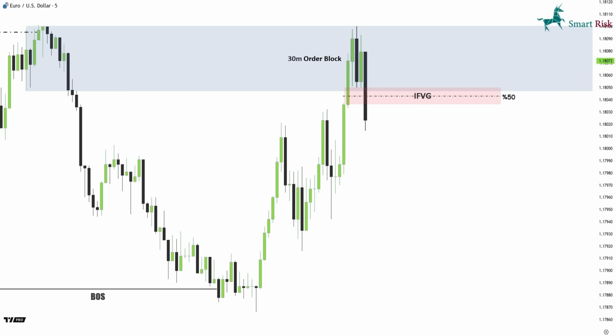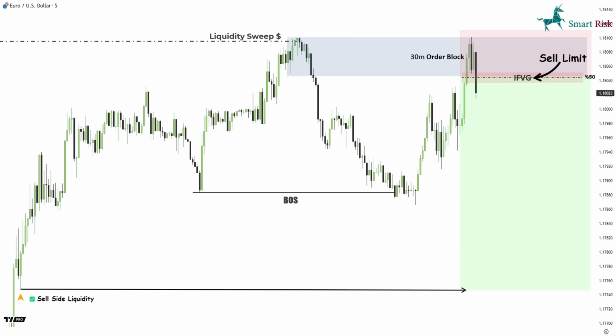From here, the expectation is simple. Price will retrace into the inversed fair value gap before continuing its move to the downside. With all the rules and confirmations now in place, I'm going to take the aggressive entry approach, setting a sell limit order right at the midpoint of that 5-minute bearish inversed fair value gap, and targeting this swing low that is formed just above the gap. Now let's play the chart forward and see how it unfolds.